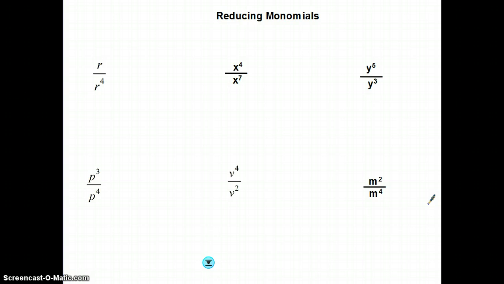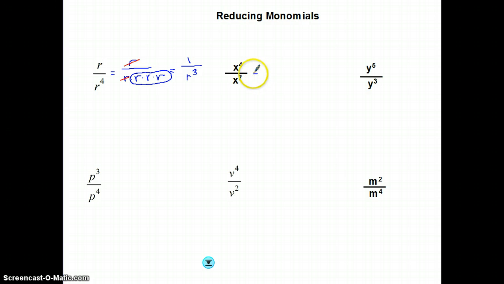When we reduce monomials that have variables, we are going to repeat a very similar process. I'm going to factor the numerator and factor the denominator and see what I can cancel out. For r over r to the fourth, r is simply r, but r to the fourth is r times r times r times r. Just like in our previous slide, I am going to cross out the common factors. My r's cancel, leaving me with just a 1 on top, and on the bottom I have 3 r's being multiplied, which I can write as r to the third power.